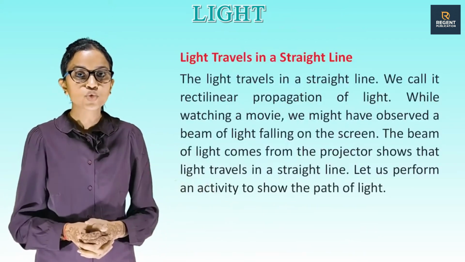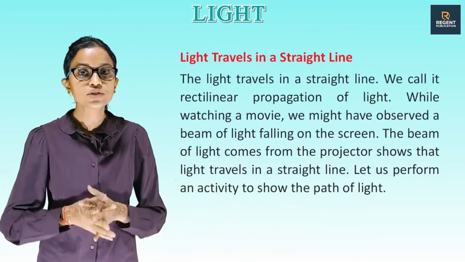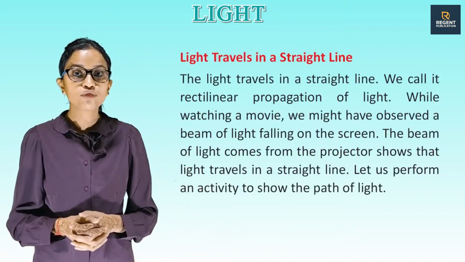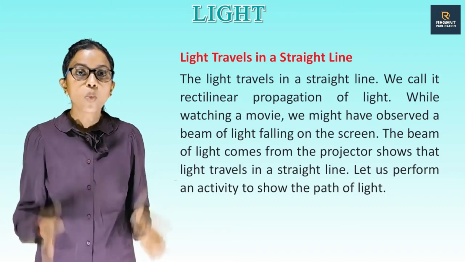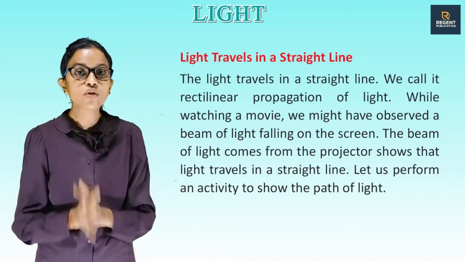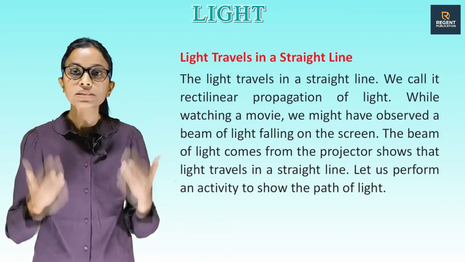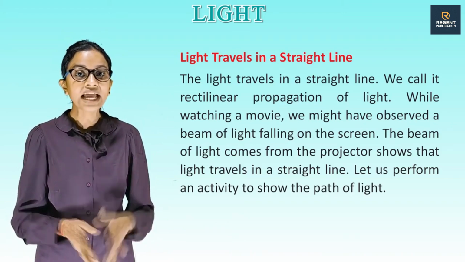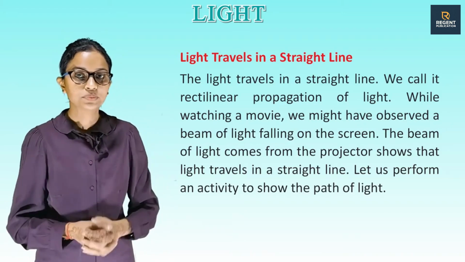Light travels in a straight line. When light travels in a straight line, we call it rectilinear propagation of light. While watching a movie, we might have observed a beam of light falling on the screen. The beam of light that comes from the projector shows that light travels in a straight line.